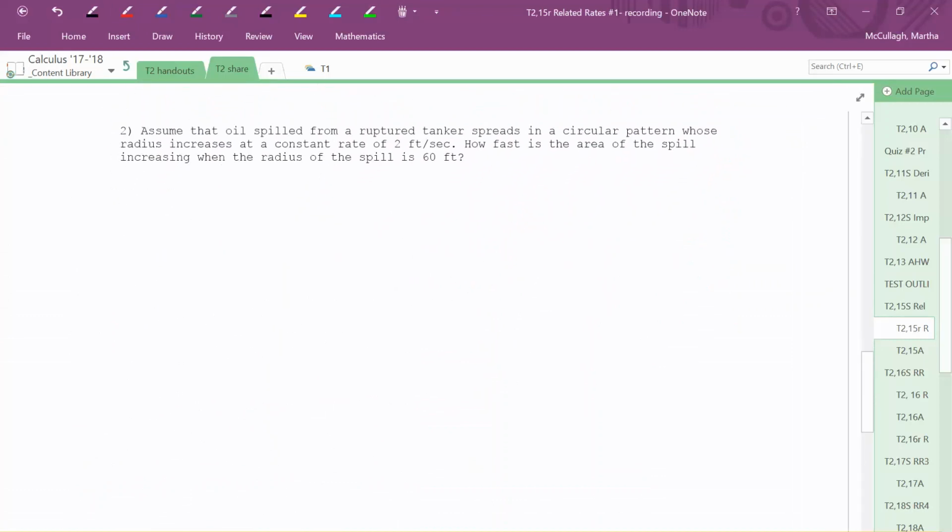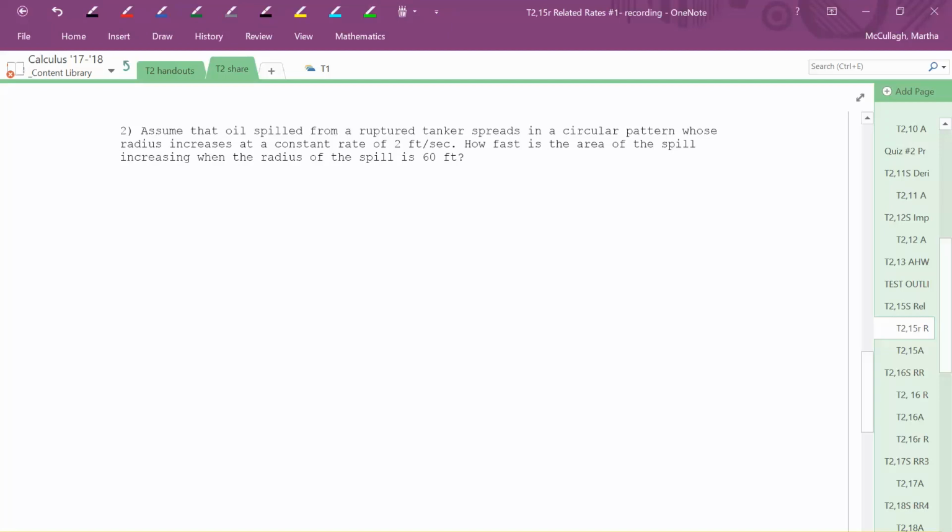So our next problem. Assume oil is spilled from a ruptured tanker and spreads in a circular pattern whose radius increases at a rate of 2 feet per second. How fast is the area of the spill increasing when the radius of the spill is 60 feet?